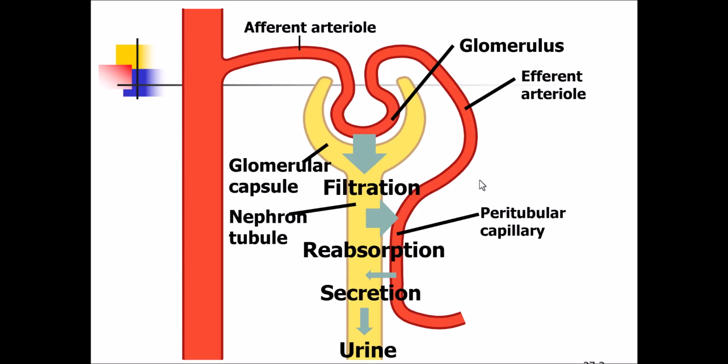You'll see this in lab. The peritubular capillary continues to the vasa recta in just a few of the nephrons, those juxtamedullary nephrons. Let's talk about what else is happening.